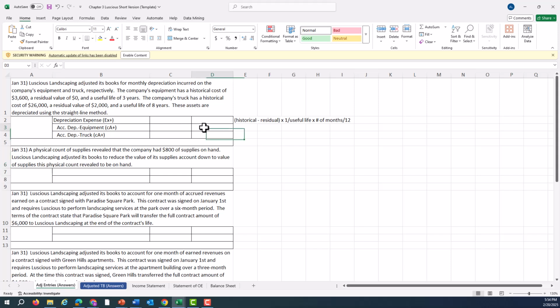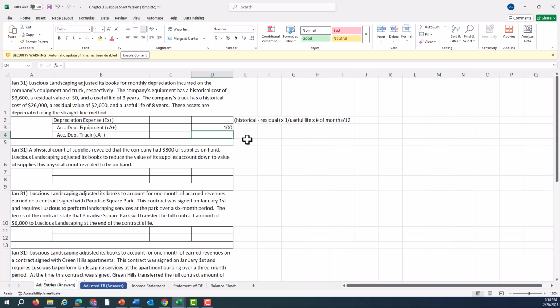So what is it going to be for our equipment? Well, let's input the numbers that we're given. The equipment had a historical cost of $3,600. It has a residual value of 0. Therefore, it's going to lose all $3,600 in value over its life. Its life is 3 years, so I'm going to multiply that by 1/3. Essentially, we're saying we're going to take away 1/3 of that $3,600 of lost value every year that we use this. Since it's a monthly adjustment, I'm going to multiply that by 1/12. And when I input all of that, I come up with $100. This equipment is losing $100 in value during the period.